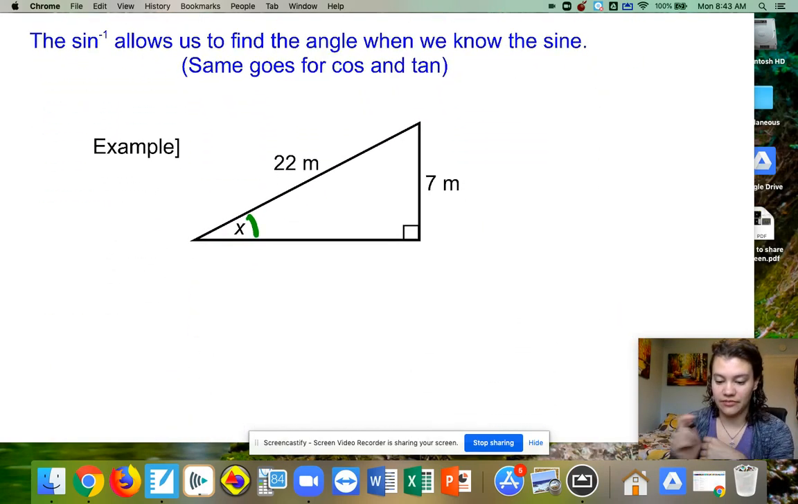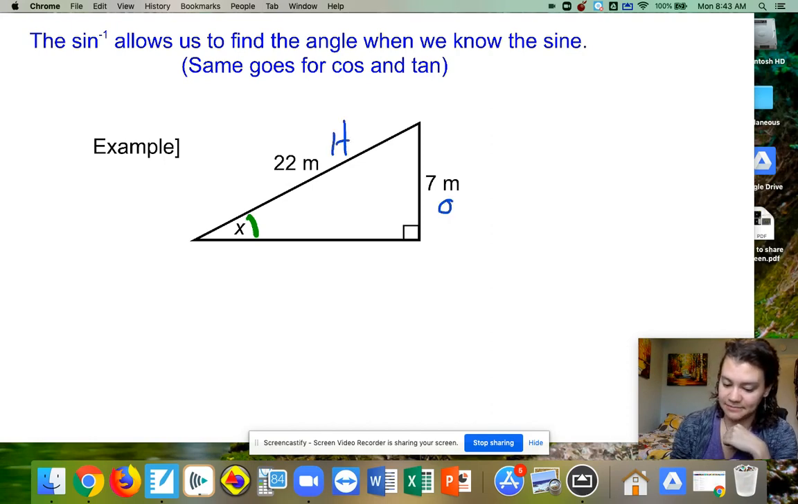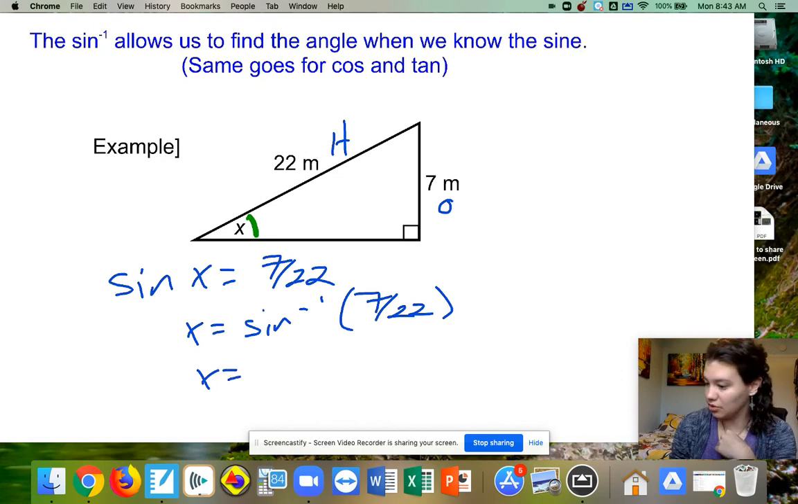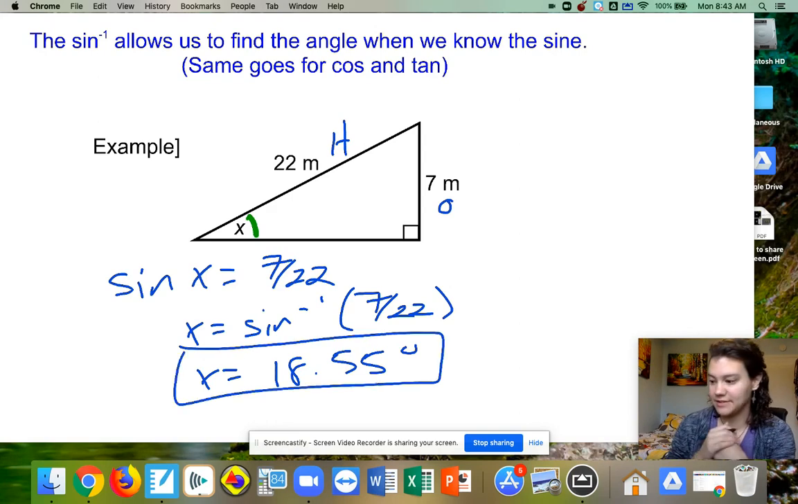All right, so sine inverse allows us to figure out the angle when you already know the ratio. Here, this is our opposite side, this is our hypotenuse, so you're using sine. So sine of x has to equal 7 over 22. Take your sine inverse of 7 over 22. And again, if you are in degrees, you should get 18.55. If you're in radians, you'll get something else.